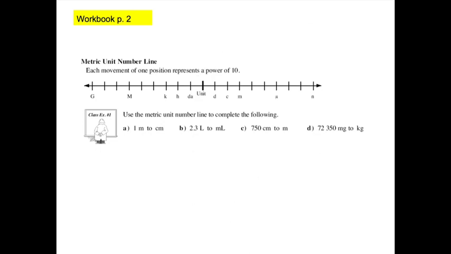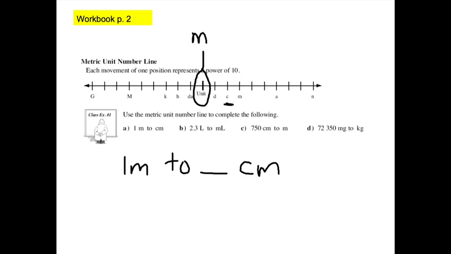So let's start off with A. We've got 1 meter to whatever that might be in centimeters. Start off, circle where you're starting, okay? Because it's meters, we're going to start off at that point that we have labeled unit. From there, circle or at least underline where you're going to be ending. Since we're talking about cm or centimeters, we're going to underline the little c.